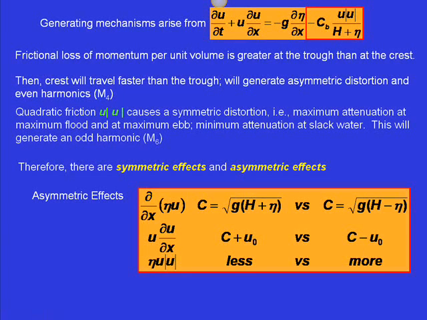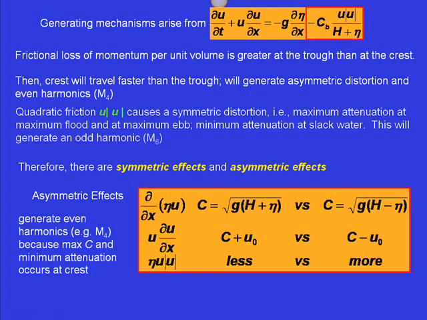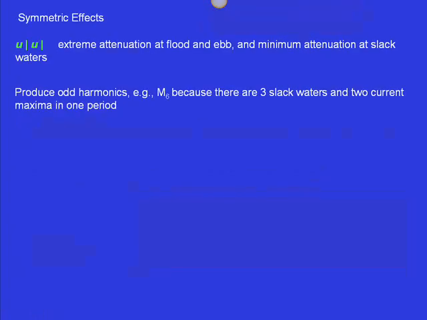And so those are asymmetric. The symmetric effect comes from U times U because you have extreme attenuation at flood and ebb and minimum attenuation at slack waters. So again, these symmetric effects produce odd harmonics, like the M6, because there are 3 slack waters and 2 current maxima in one period.